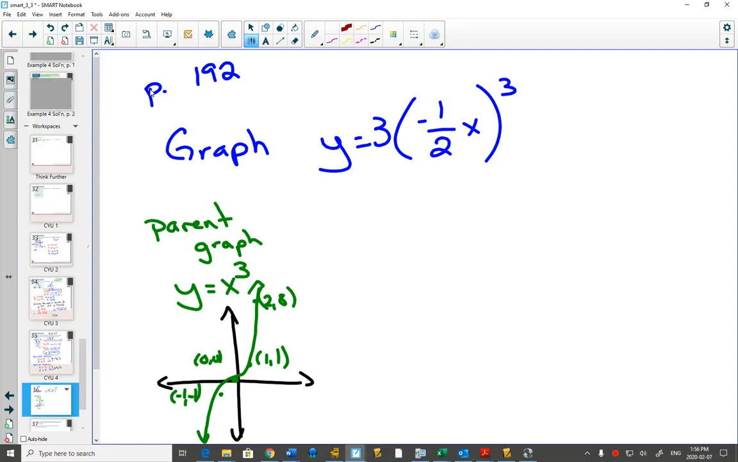And then we're going to look at our equation here and say, what's happening? What's that 3 going to do? Is it inside the function or outside the function? Outside. So it's going to affect our y values. We're going to multiply our y values by 3. What about the negative 1/2? That's inside, horizontal reflection and a horizontal stretch. We're going to multiply our x values by a negative and 2 over 1, negative 2.